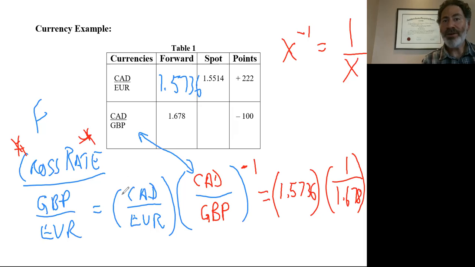Let me just back up to mention the other potential questions. Remember, those were the forward premium or discount, or simply calculating the forward from the spot, given the points. Okay, that's it. So that's an easy concept. And let me clear this off.